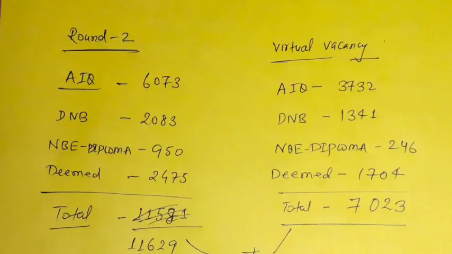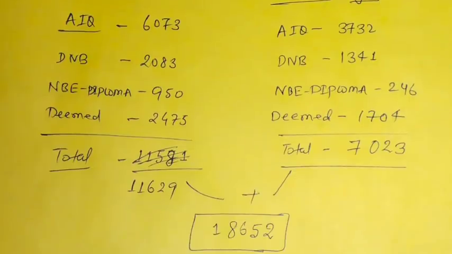It's usual or normal to think that candidates who join a seat, particularly in DNB and NB, will take one chance to go for upgradation. Only the top candidates, like those in the top 100 or top 1000, will be satisfied with the seat allotted. Most of the candidates will go for upgradation. In deemed university, virtual vacancy shows 1704 and the total is 7023. And if you add these two numbers, a total of 18,652 seats are available.